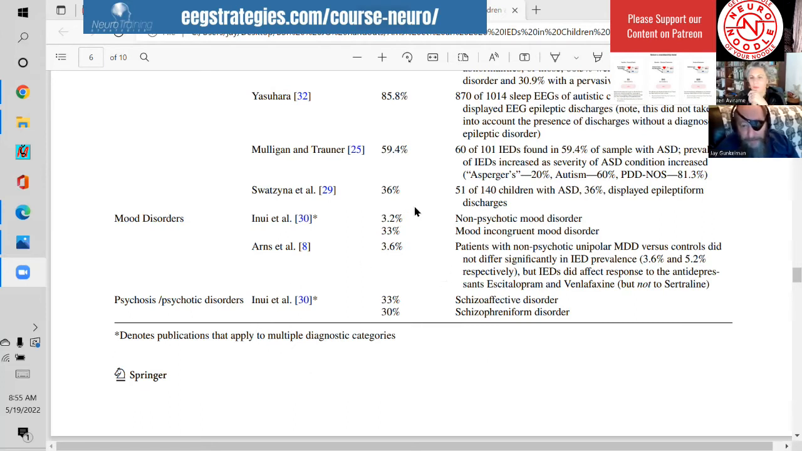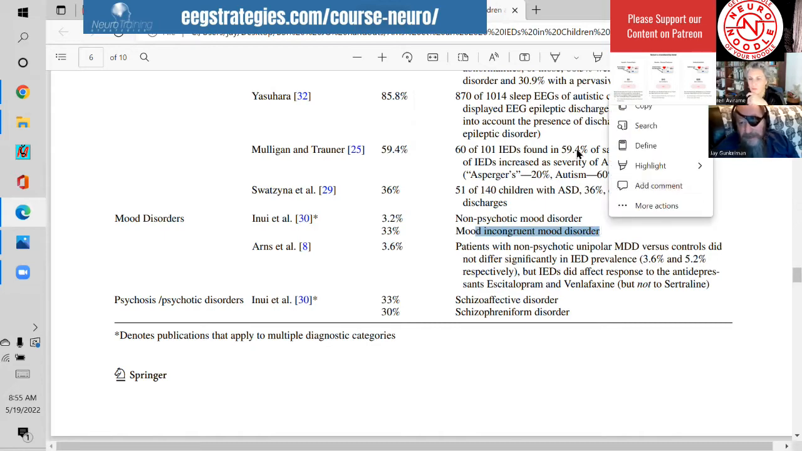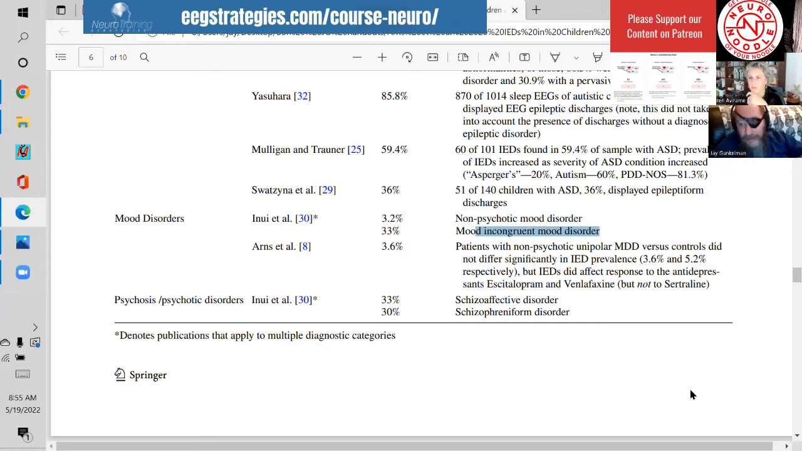You can see another group here, mood disorders. Mood disorders, 3%. That's like the normal background population incidence of randomly finding some discharge of some sort. But if their mood didn't make sense, and their mood's going to make sense to them, but if it doesn't make objective sense to somebody outside of them, at that point, 1/3 of them had epileptiform discharges.